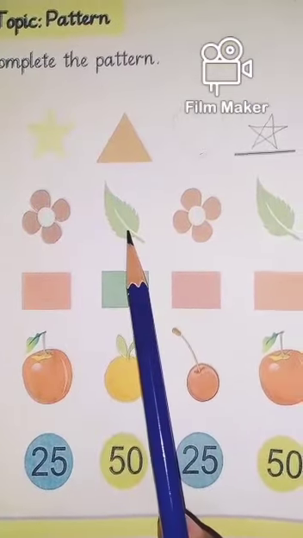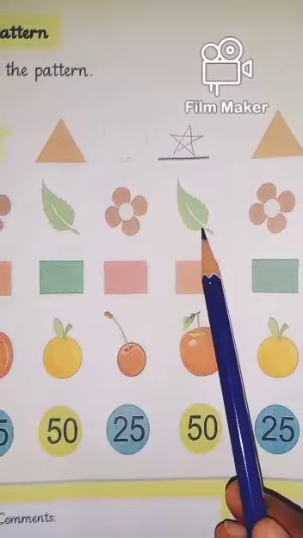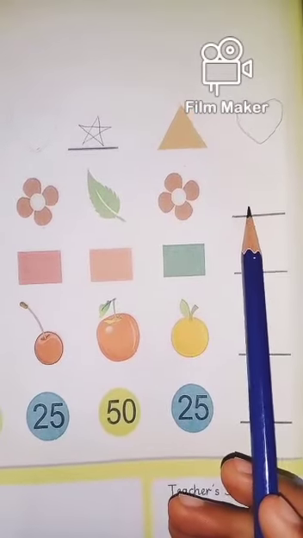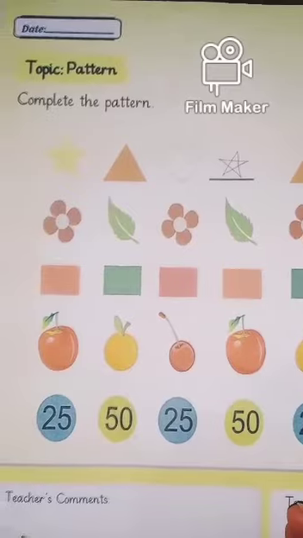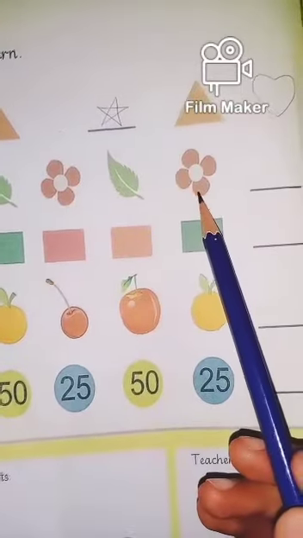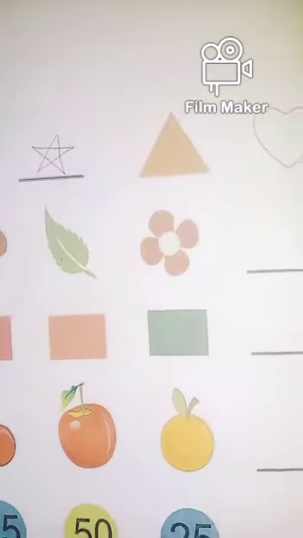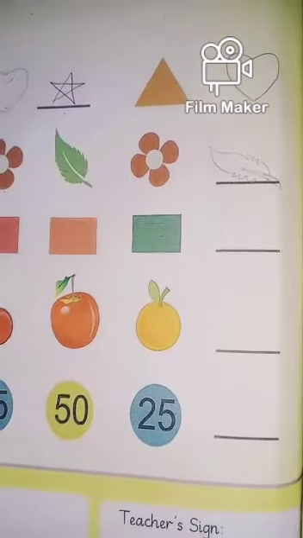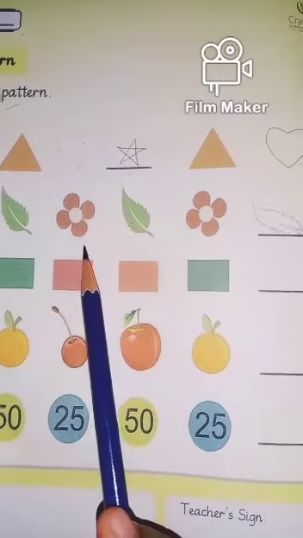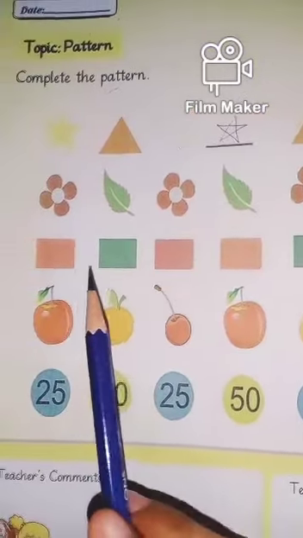Flower, leaf. This is a sort. Next sort, flower, leaf. This is the second sort. Flower. And which thing is missing? Let's check it out. Flower, leaf. Flower, leaf. Flower. And which thing do we draw? Yes, leaf. We draw a leaf to complete the sort. Flower, leaf. Flower, leaf. Flower, leaf. Yes. Next line.